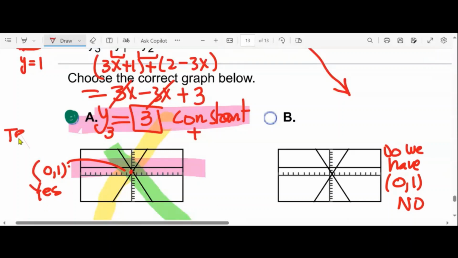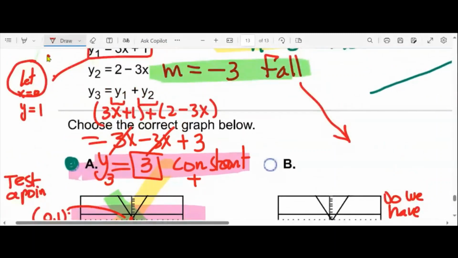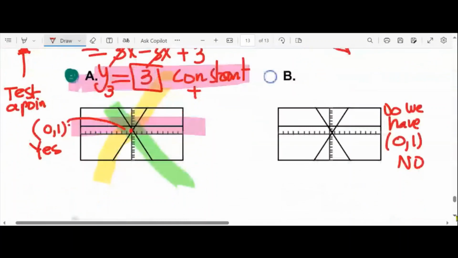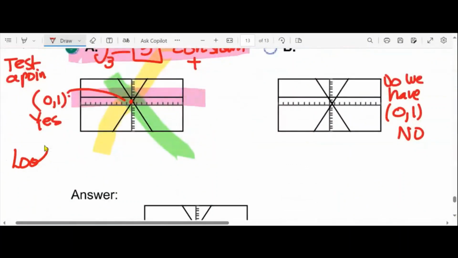So you need to test a point. What's the easiest point? Let x equal 0. Then you can find out easily. So you have to look closely. What does look closely mean? You have to examine. Is this clear? Yes.